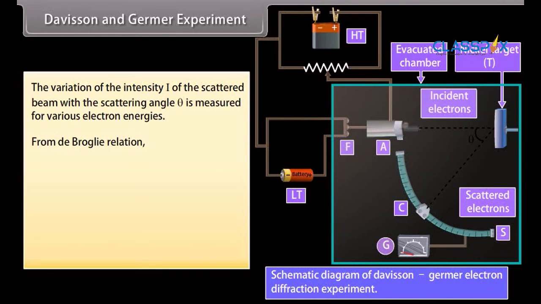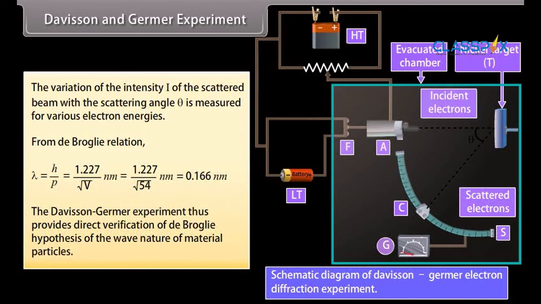For these electrons accelerated through a potential difference of 54 V, lambda equals h by p, which equals 1.227 by square root of V nanometer, equals 1.227 by square root of 54 nanometer, which equals 0.166 nanometer. The Davisson-Germer experiment thus provides direct verification of the de Broglie hypothesis of wave nature of material particles.